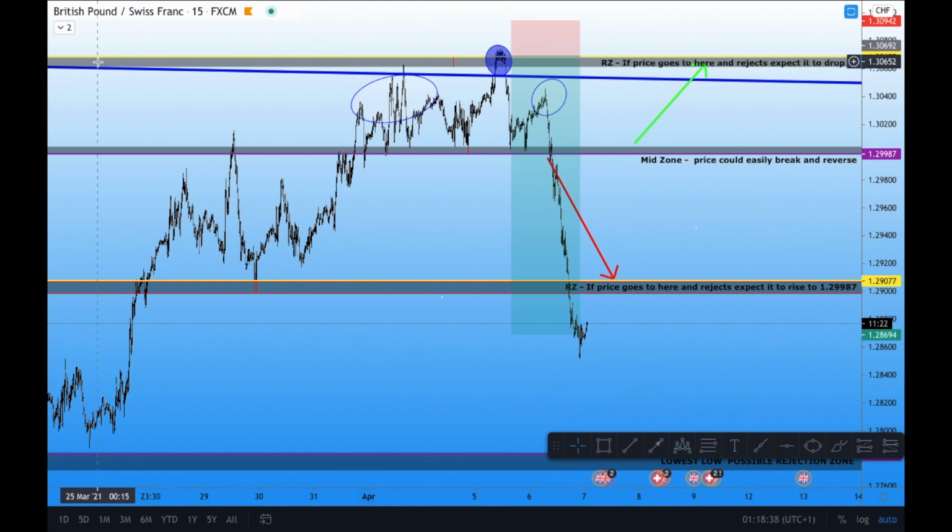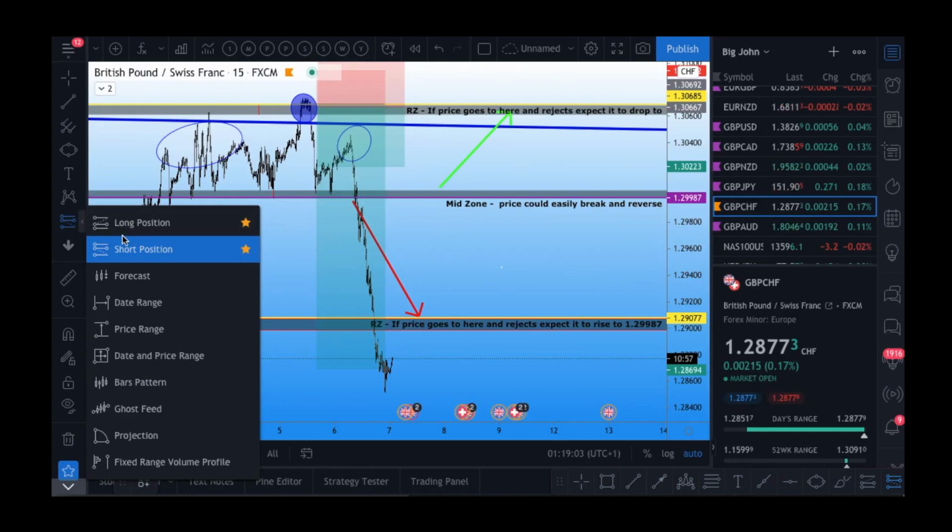This is actually on TradingView. You can use this. Here's where you'll find your short and long indicator tool. This is pretty awesome because it will let you put in a setup of where you believe price can go to and where you can put a stop loss level.